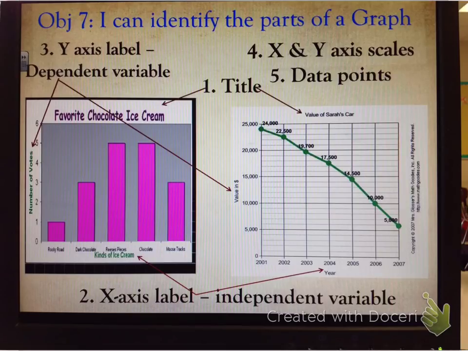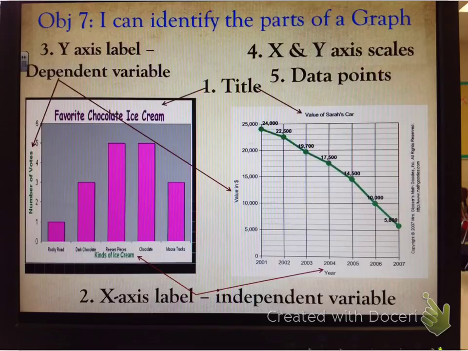For the value of Sarah's car, it looks like it was highest in value in 2001, and that was around 24,000, which you can see the value of on your y-axis. And then as the years progressed, the value of Sarah's car went down. So the year was definitely the independent variable, and the value was changing based on that.